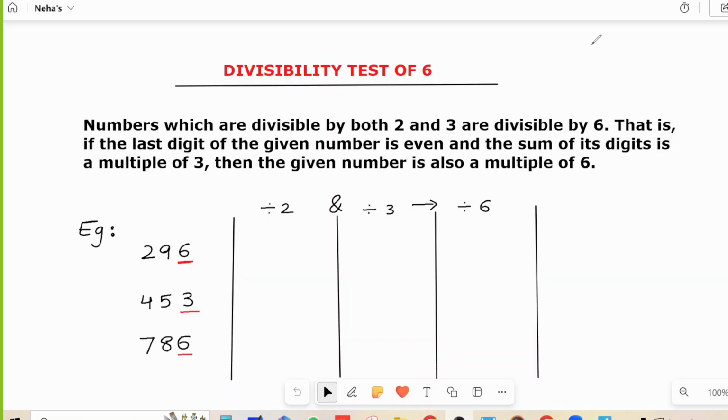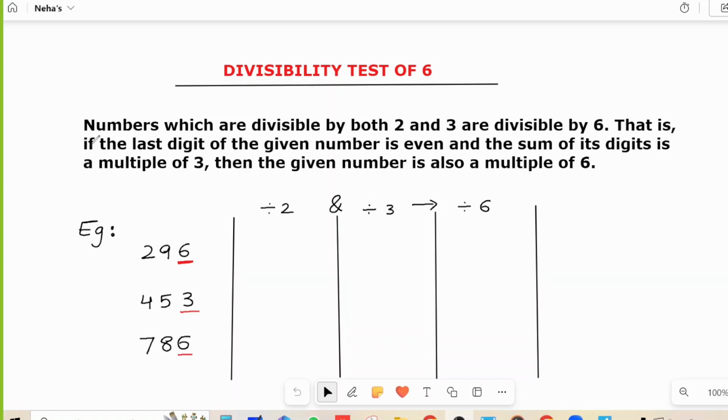Hello everyone. Today we are going to learn the divisibility test of numbers 6 to 10. Let us begin with the divisibility test of number 6. According to the test, the numbers which are divisible by both 2 and 3 are divisible by 6.